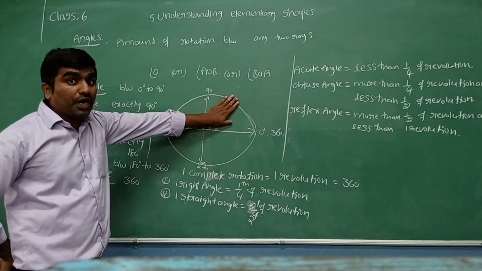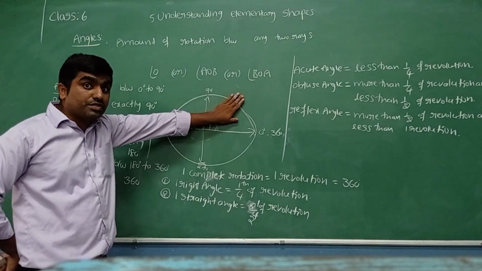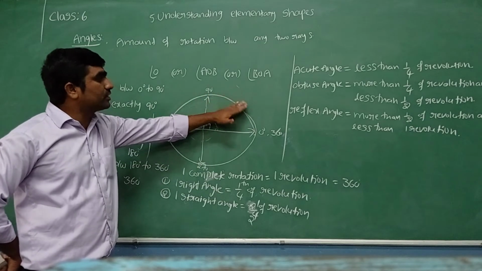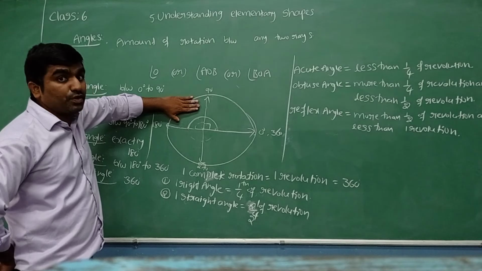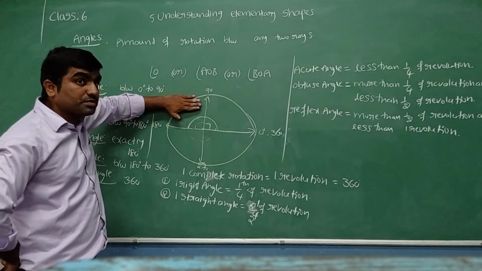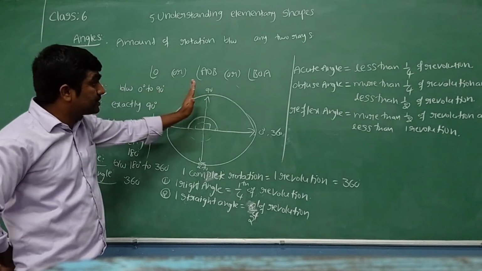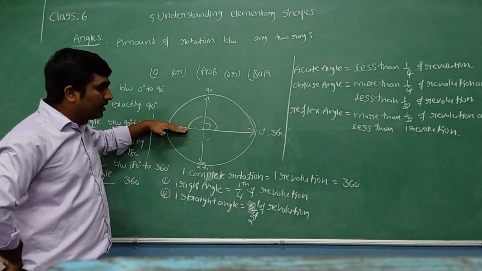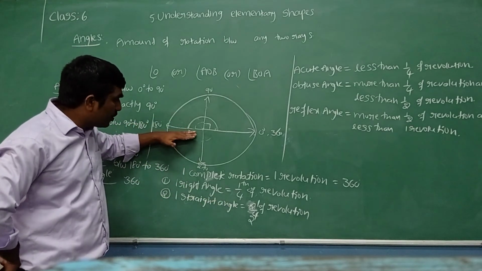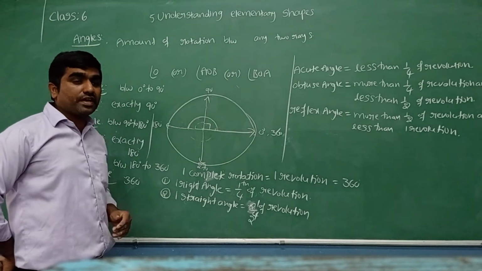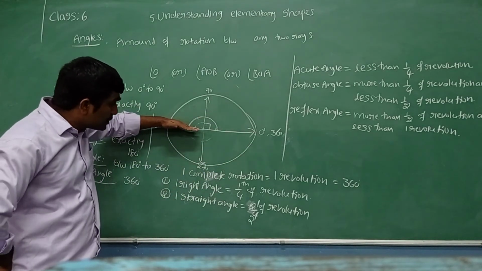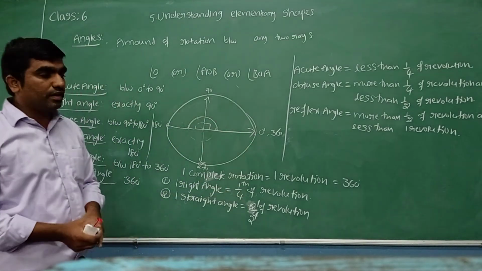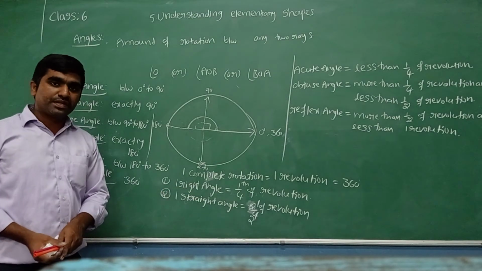What do we call this angle in terms of revolutions? Acute angle is less than 1/4 of revolution. Obtuse angle is more than 1/4 of revolution and less than half of revolution. What about 180? Exactly half revolution. More than 180 is a reflex angle, more than half revolution and less than one revolution. So like that we can express the angle in terms of revolutions.